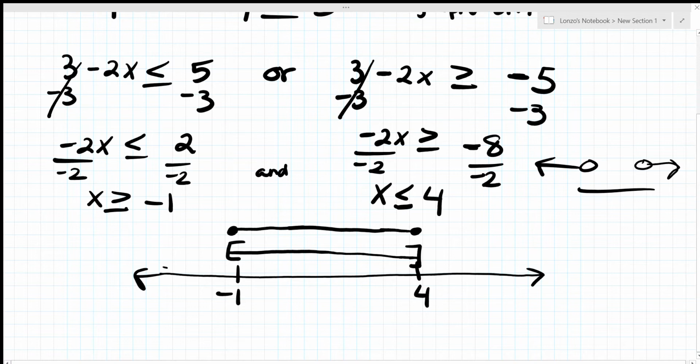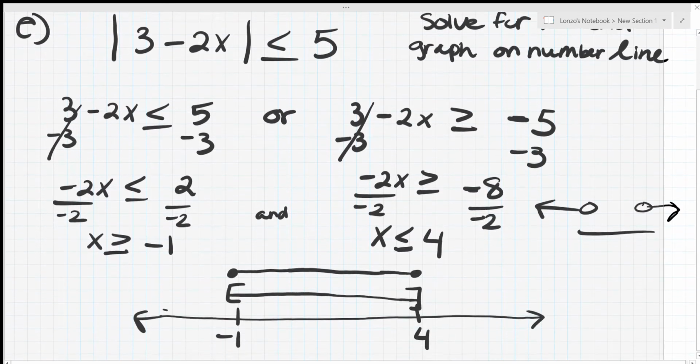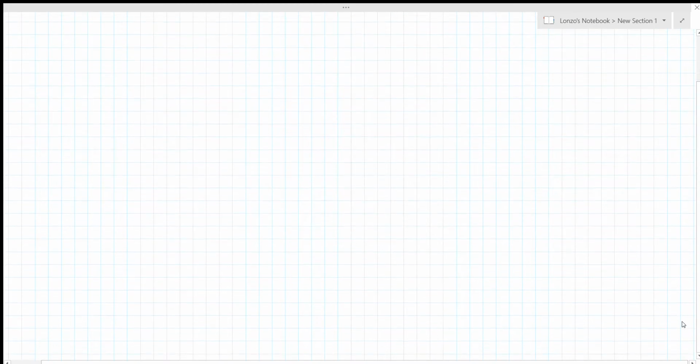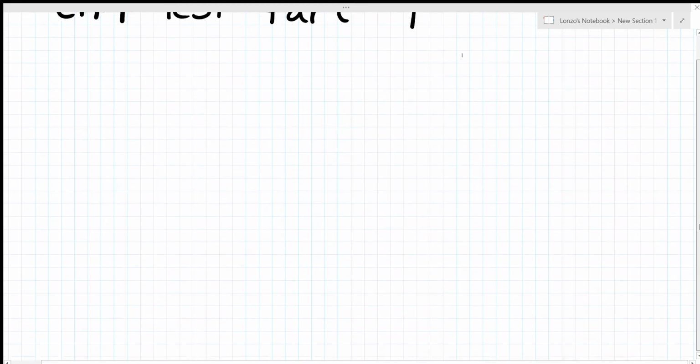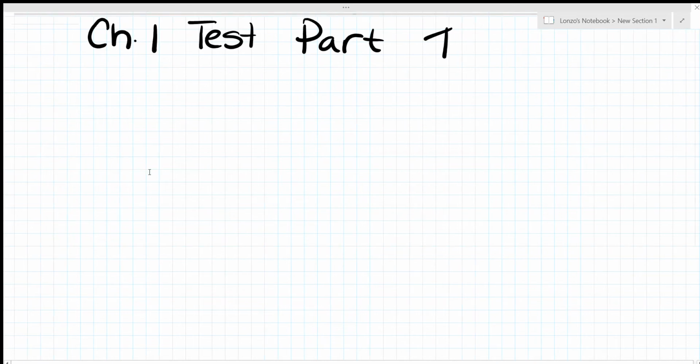Okay, a few more, and then I think 2 more problems, and then we're done for this part. So that was E. So this is going to be F.